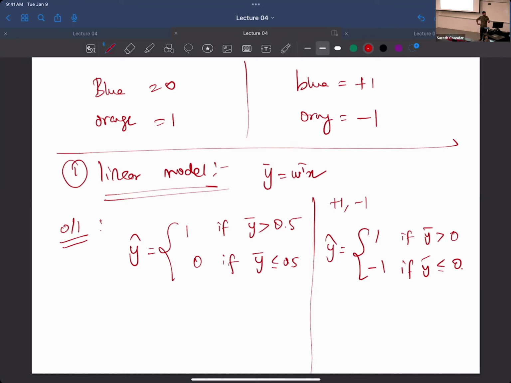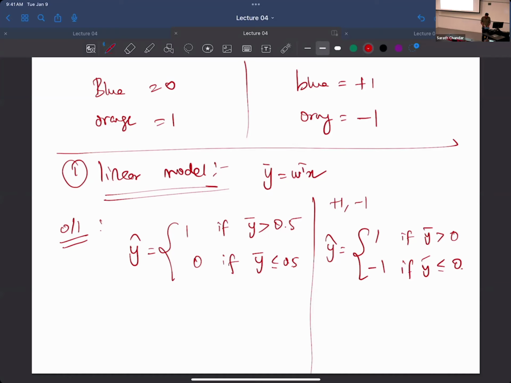So I chose 0.5, but it need not be 0.5. It could be 0.7, could be 0.6. The same is true here as well. When you have a +1 -1 classification and you don't know anything about the classes, it's safe to assume that 0 is the midpoint. Anything above 0 is class 1, anything below 0 is class -1. This threshold, we're going to call the decision boundary.